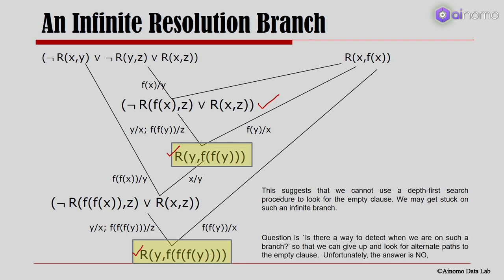Question is, is there a way to detect when we are on such a branch so that we can give up and look for alternate ways to the empty clause? Unfortunately, the answer is no. We are not in a position to say which of these paths will take us to the empty clause and when we should give up looking for an empty clause in a given path. For first order logic, there is no way to detect if a branch will continue indefinitely.